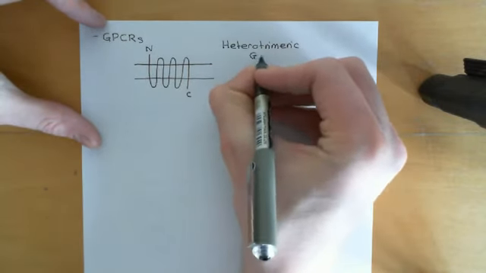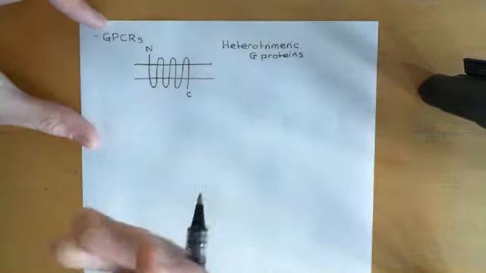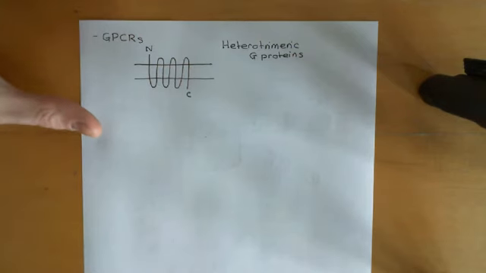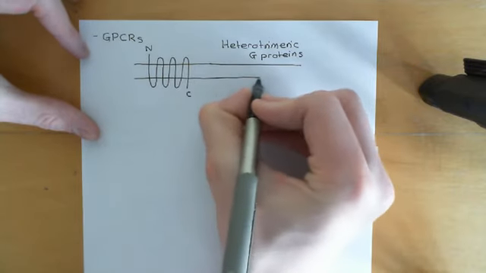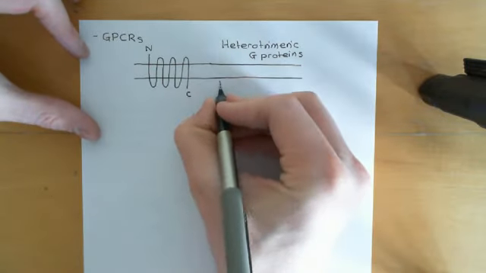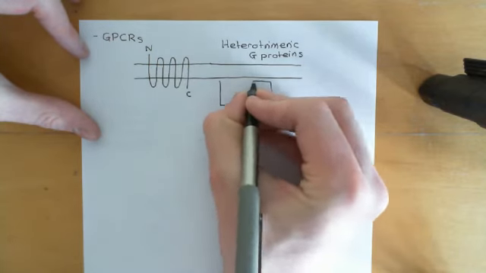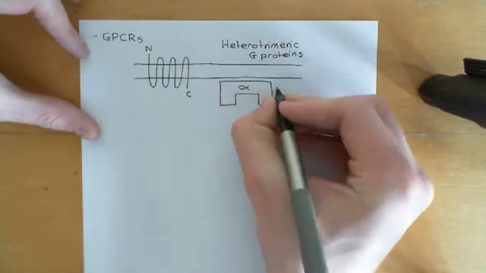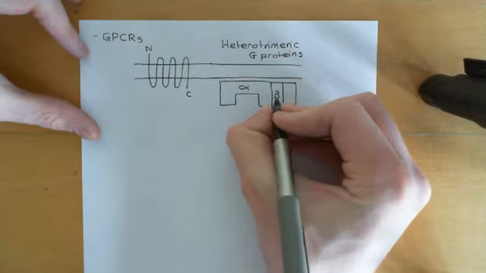So heterotrimeric G proteins, as the name suggests, they are trimers, which means that they are made up of 3 separate proteins. And the heterotrimeric means that the 3 subunits that make up the trimer are all going to be different proteins. Okay, so let me just extend this membrane and then I'll show you the structure of a heterotrimeric G protein. Okay, so heterotrimeric G proteins consist of an alpha subunit, a beta subunit, and a gamma subunit. Okay, so I'll draw the alpha subunit here, and then we'll have the beta subunit and the gamma subunit here and here.